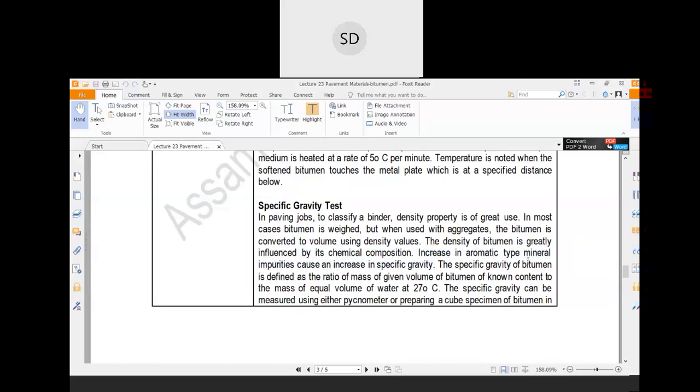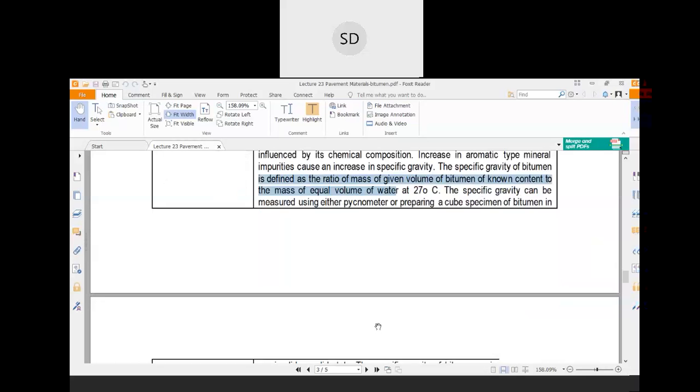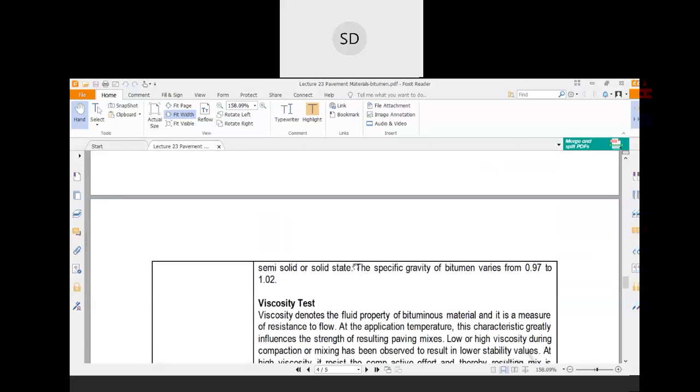Now, specific gravity of bitumen is defined as the ratio of mass of a given volume of bitumen of known content to the mass of equal volume of water at 27 degrees Celsius. The specific gravity can be measured using either the pycnometer test or by preparing a specimen of bitumen in a semi-solid or solid state. In the pycnometer test, you will put some hardened bitumen in the pycnometer jar.